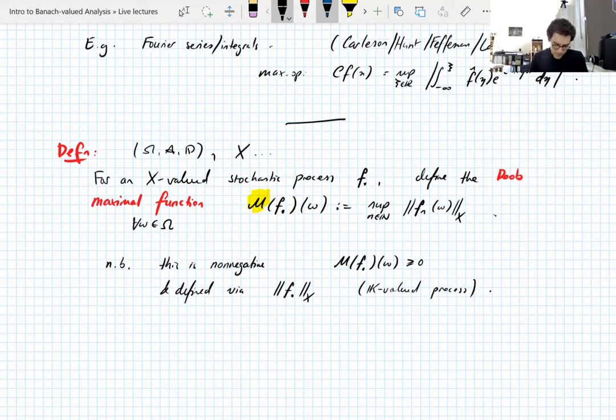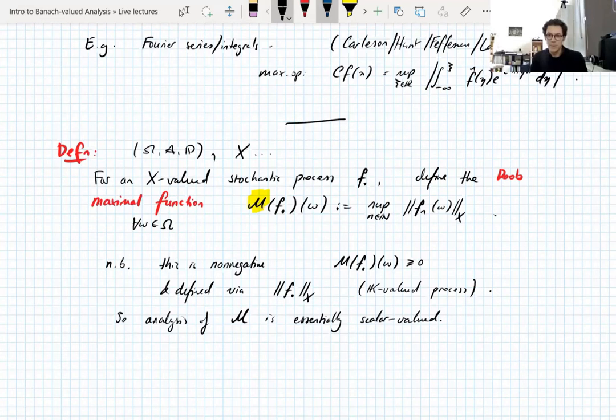So the analysis of this maximal operator is essentially scalar valued, which means we're not going to see any fancy vector valued things happening when we look at this operator. The only properties we're going to really be able to deduce from the Doob maximal operator or maximal function are properties that hold for every Banach space. You can't see the geometry of X through this operator. That doesn't mean it's not useful. There are a lot of useful results that hold for every Banach space, but this isn't going to give us anything really subtle.